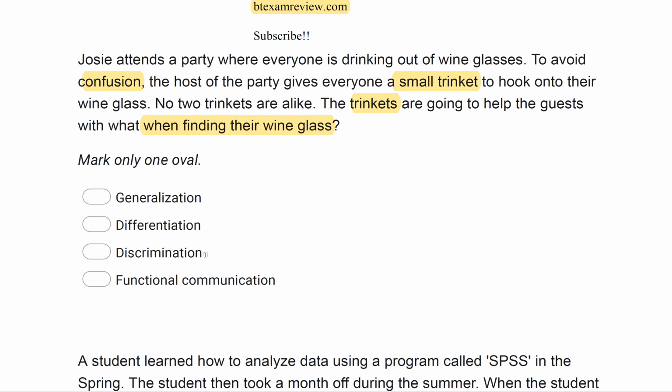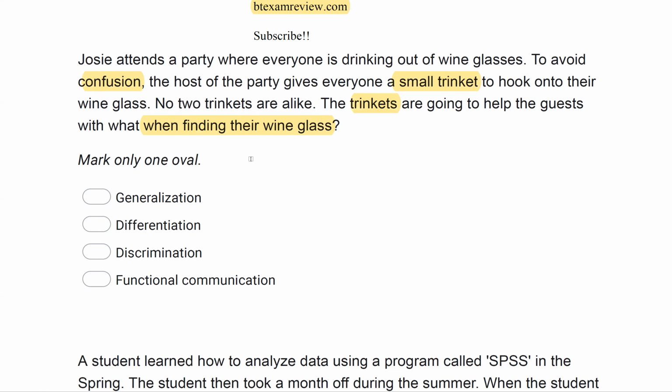The trinkets are going to help the guest discriminate between wine glasses, because if nobody had a trinket, then the wine glasses tend to all look the same. If somebody has a trinket that looks different than mine, that trinket is going to prompt me and help me out with discrimination. And then D, functional communication.